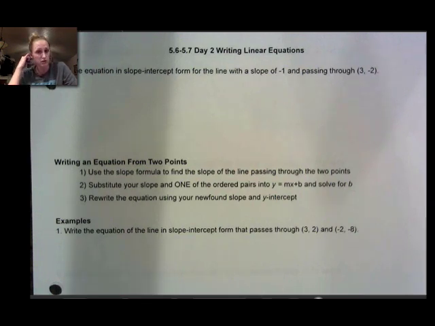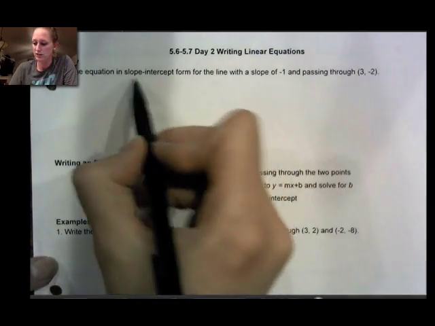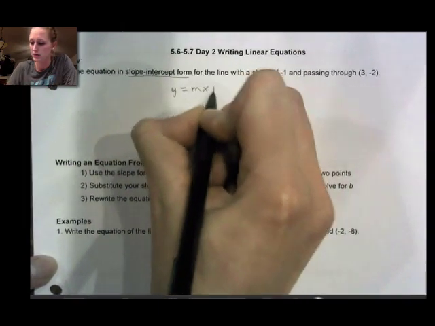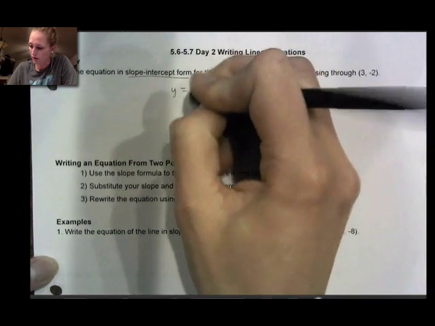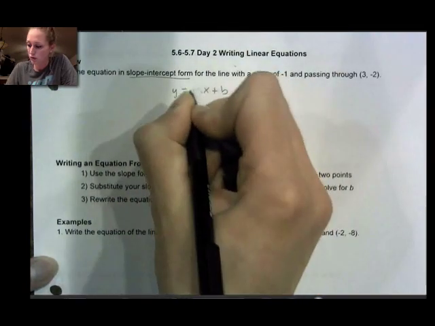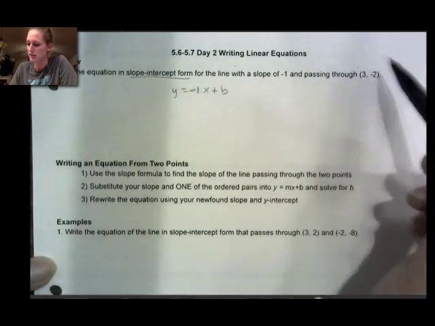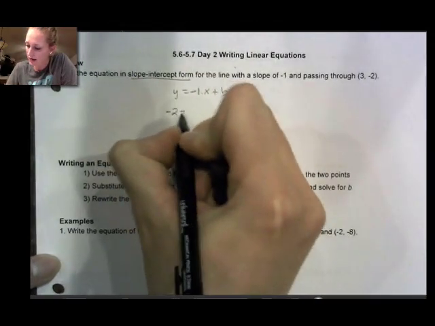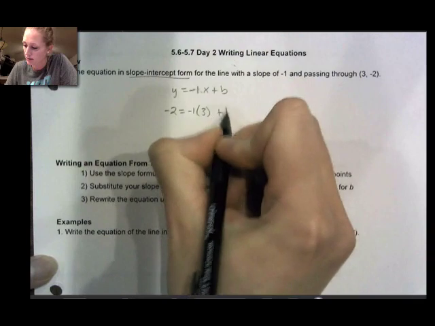Write the equation in slope-intercept form that has a slope of -1 and goes through this point. So they're asking for slope-intercept form. So that is y equals mx plus b. We know m is -1, so I'm actually going to go ahead and put in -1 there. But I don't know b. So that's where we're going to plug in 3 for x and -2 for y, and we're going to solve for b. So we've got -2 is y, -1 times my x of 3 plus b.